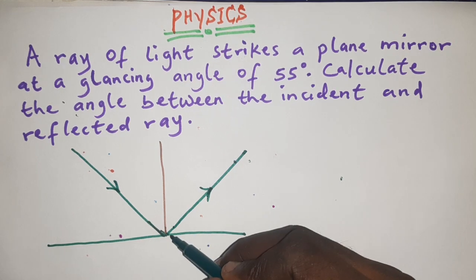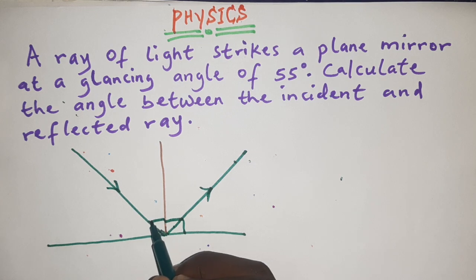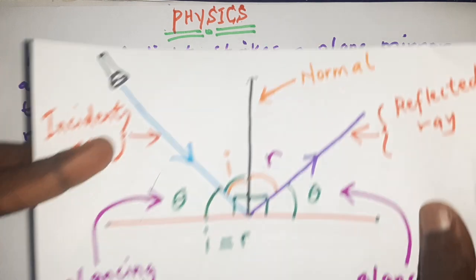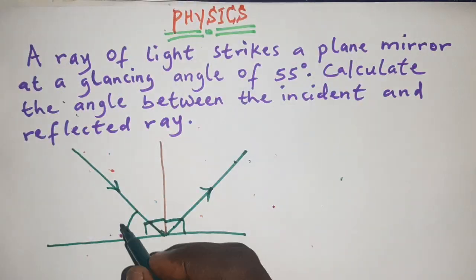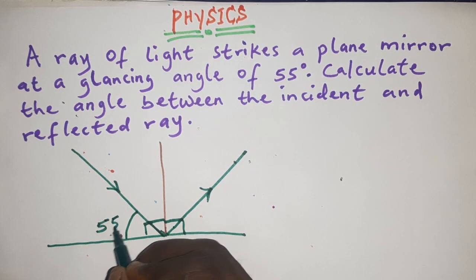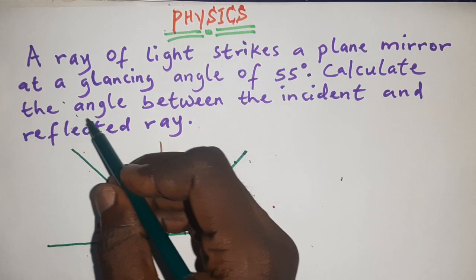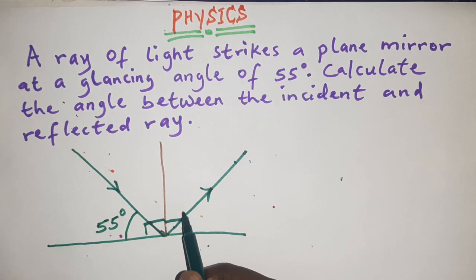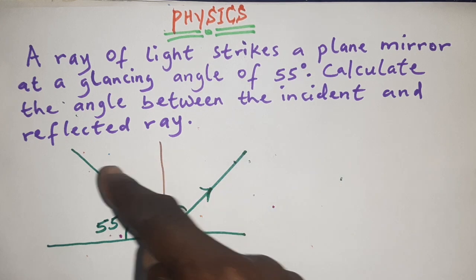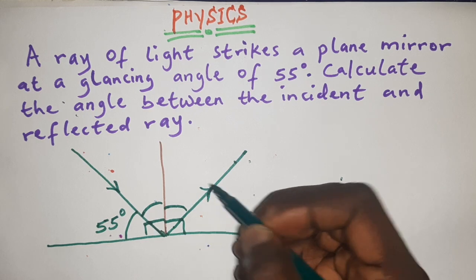Incident ray and reflected ray and my normal, making an angle of 90 degrees to the right and an angle of 90 degrees to the left. So this is my glancing angle according to the diagram I showed you before. So definitely this is my glancing angle of 55 degrees. So I'm writing 55 degrees. And they said calculate the angle between the incident and reflected ray. This angle and this angle are the angles between the reflected ray and the incident ray. Of course, this is the angle of incidence and this is the angle of reflection.